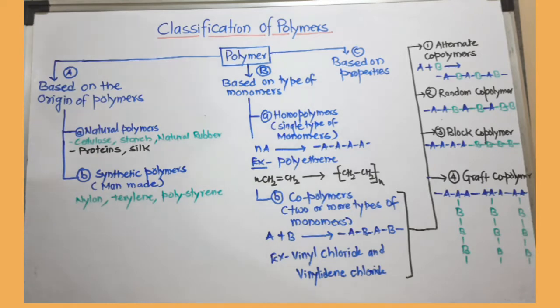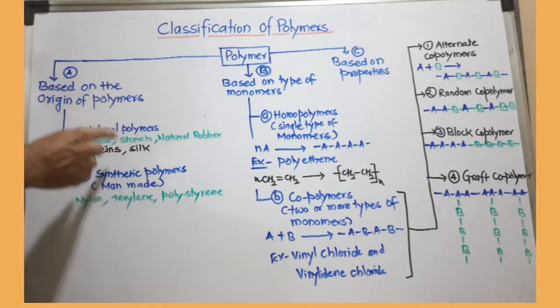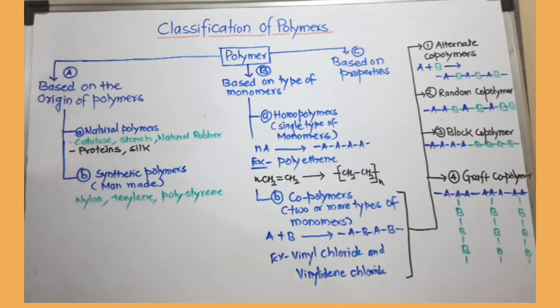Synthetic polymers are also called man-made polymers because they are prepared either in the laboratory or in the industry. You can give a number of examples: nylon, terylene, polyester, polythene, PVC, any example you can provide here under the heading synthetic polymers or man-made polymers. So these two categories you must remember, which depend on the origin of the polymers.